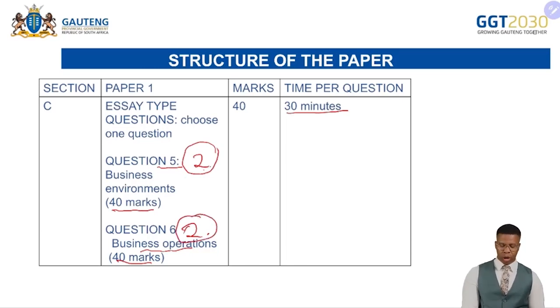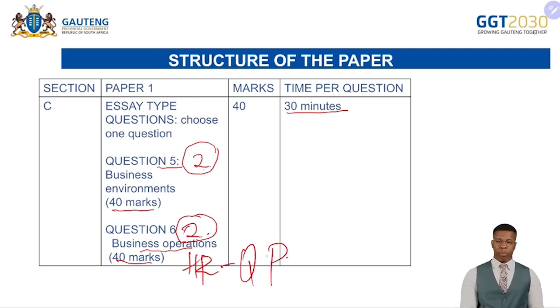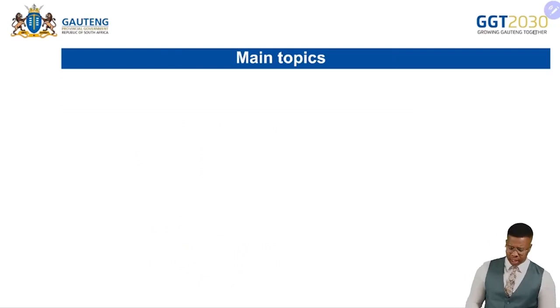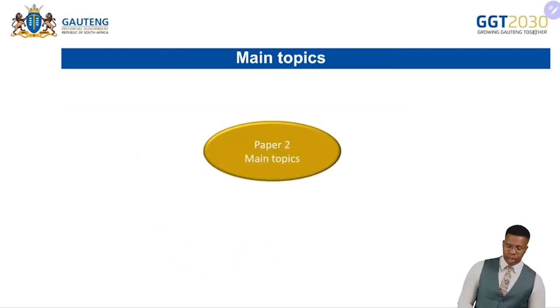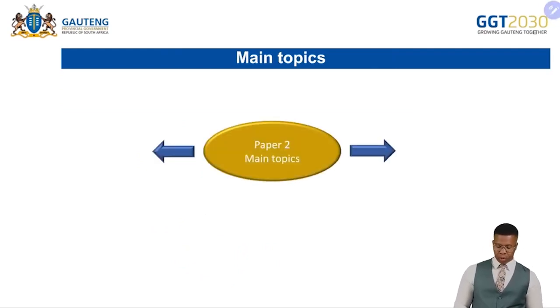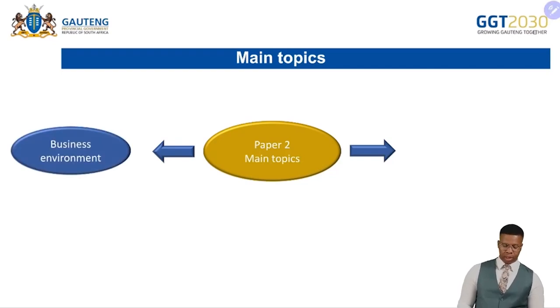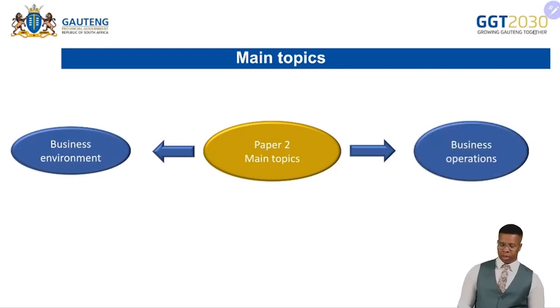But if you decide to choose an essay type question in your question 6, under business operations, you know that you should prepare thoroughly in human resources and in quality of performance. These two would be potential essays for your prelim and for the final as well. Now, main topics, we have two, remember: the business environment and business operations.